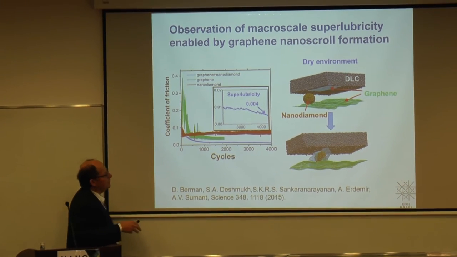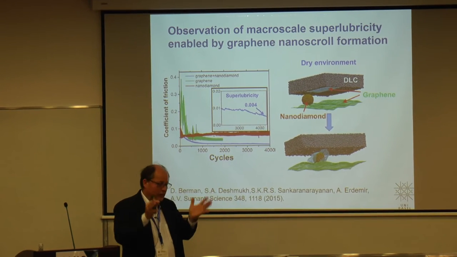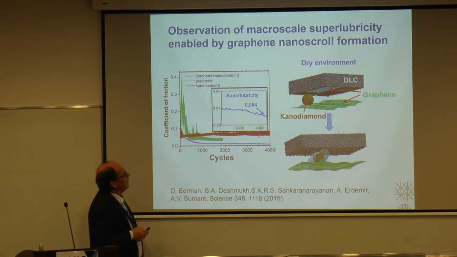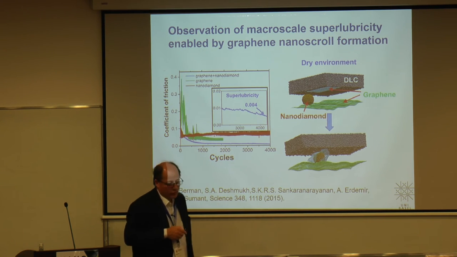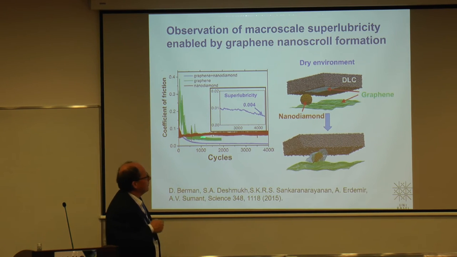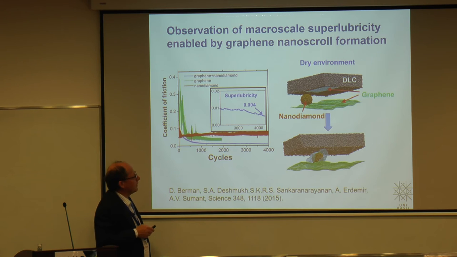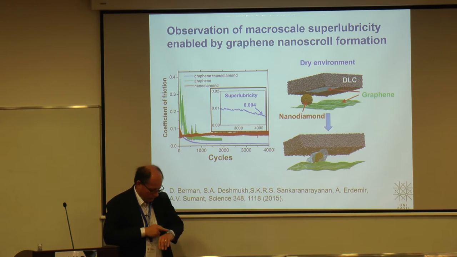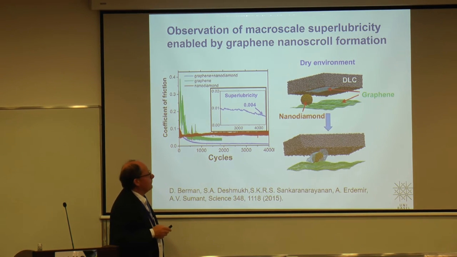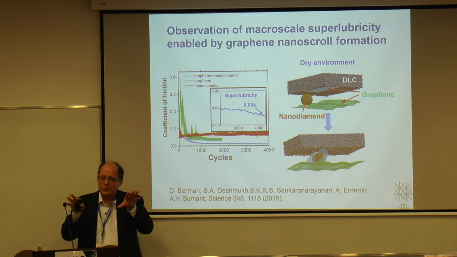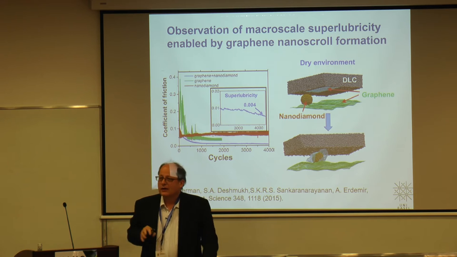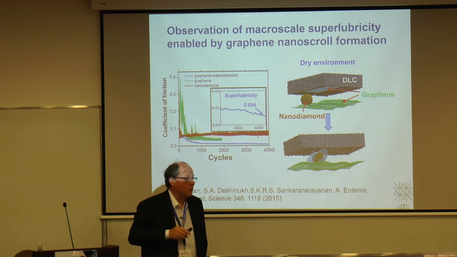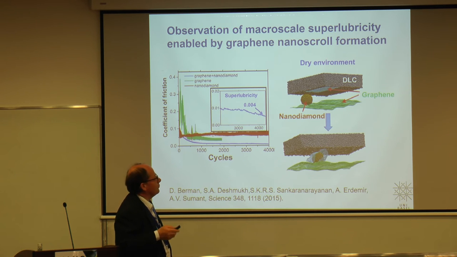This is just a visualization. In reality, it's a big pin on disk experiment with a diamond-like carbon film on top of the graphene and nanodiamond, and they can have this low friction coefficient of 0.004 over thousands of cycles. This is also a big breakthrough, and it's promising that you can use this concept on a macroscopic scale. So it looks like nanotribology slowly moves into a direction where you can use it even for macro scale, for the real world, so to say.